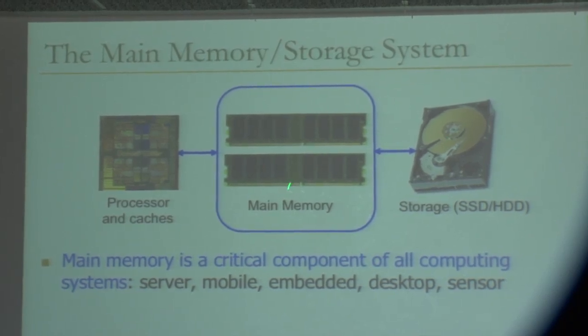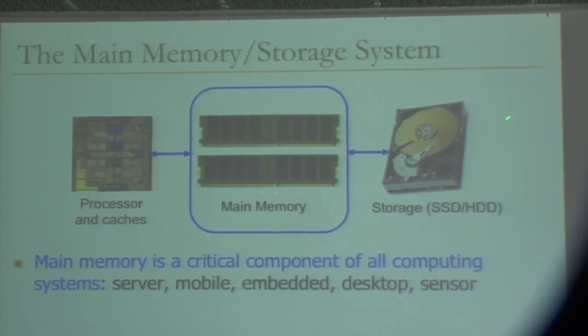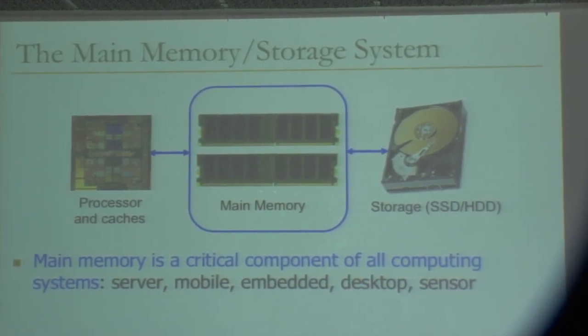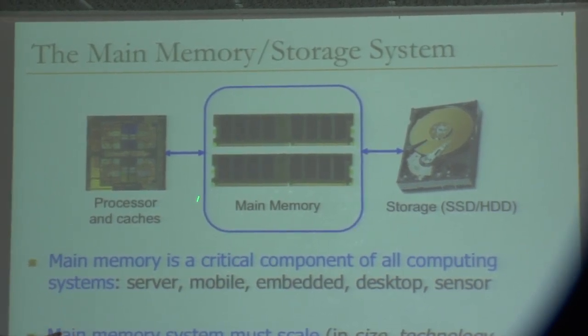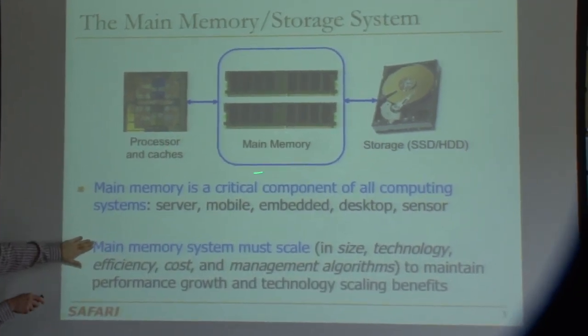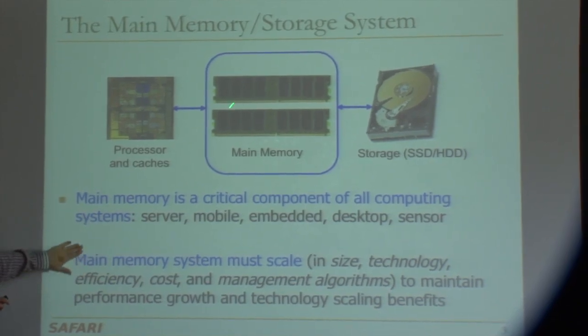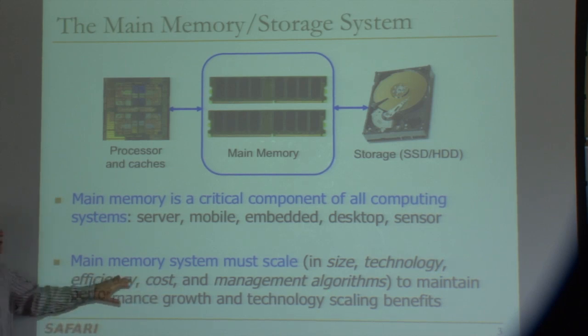And the traditional distinction between main memory and storage has been this is a working storage and this is a persistent storage. You don't work on it. But that line is blurring going forward, and we'll get back to that. So this main memory system must scale. It sits between the processors and the storage, and processors operate on data through the main memory. This must scale in many aspects, in terms of size, in terms of technology, in terms of algorithms we use to manage it, in terms of efficiency, and in terms of cost, if you want to maintain the performance growth and technology scaling benefits, if you want to scale up the system, basically.